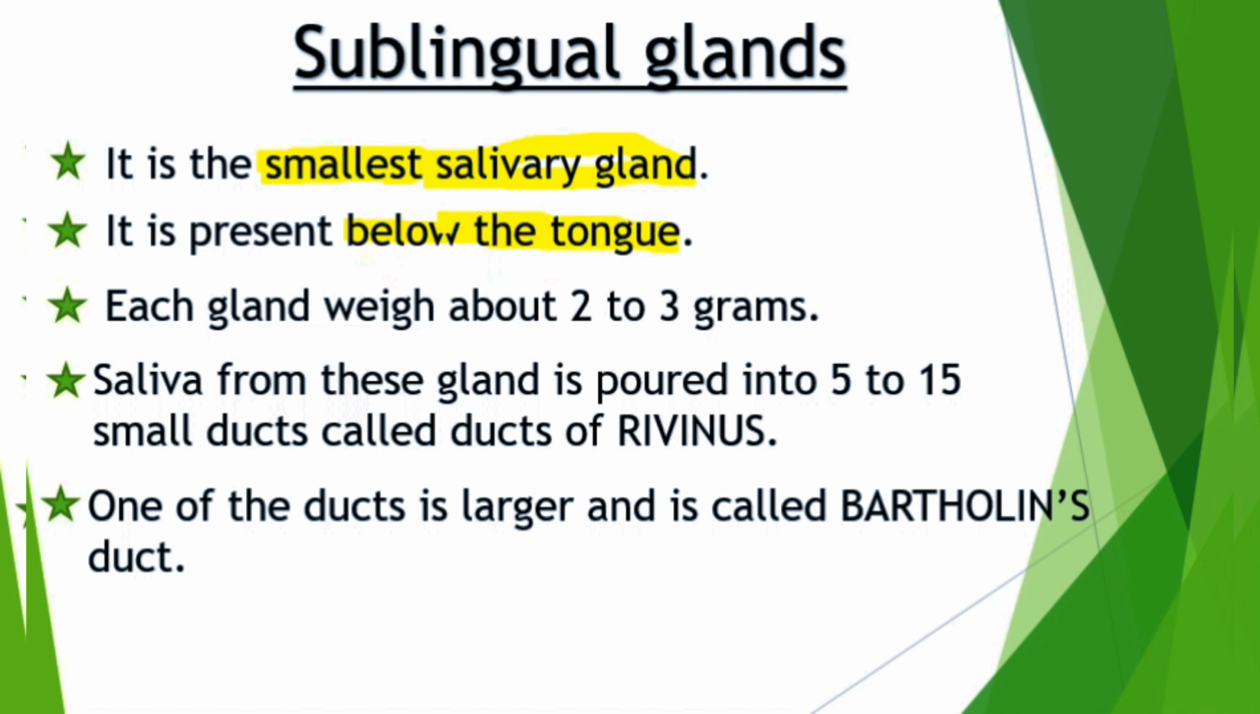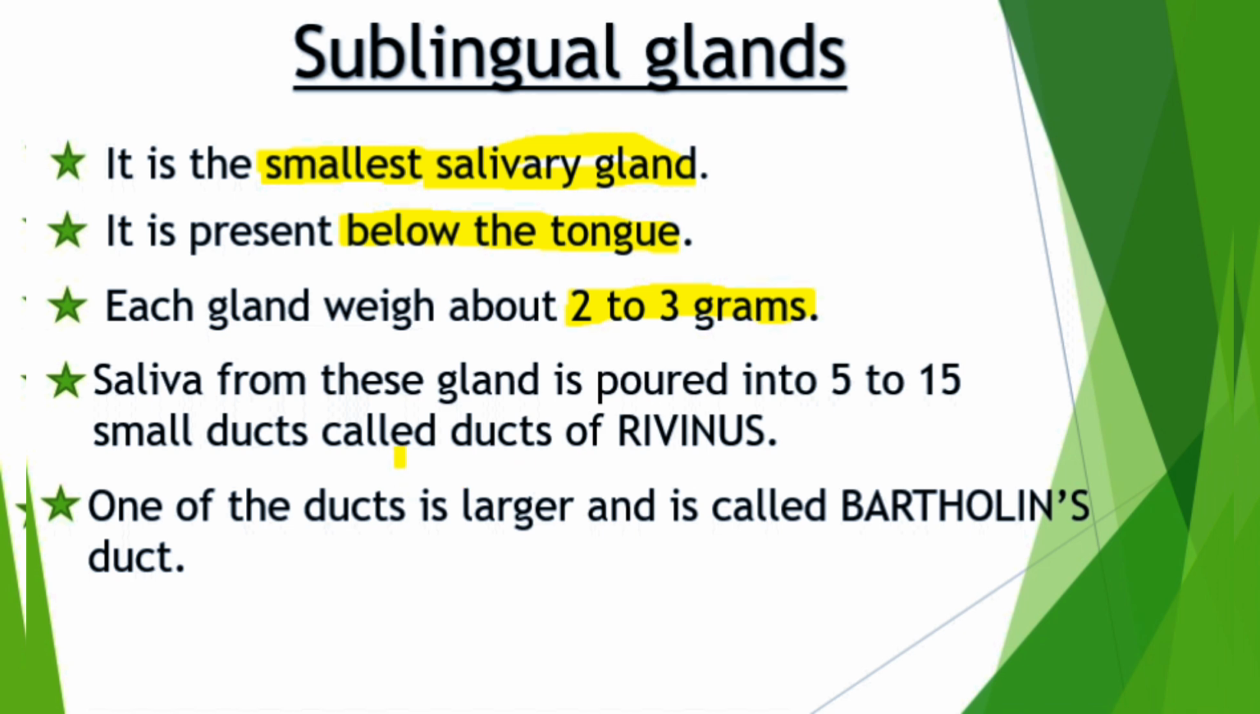So that's why it is called sublingual, because it is present below the tongue. That's why it is called the sublingual gland. Next point, if we talk about the weight, each gland is about 2 to 3 grams in weight. So this is the weight of the sublingual gland. Next point is about the ducts.